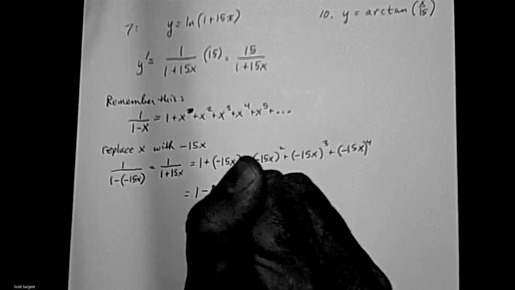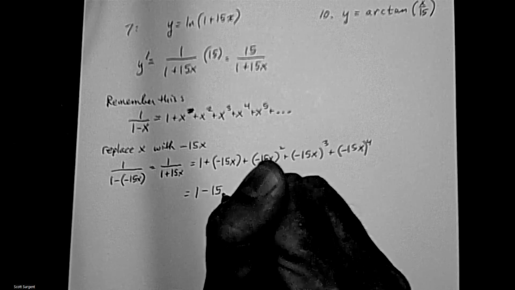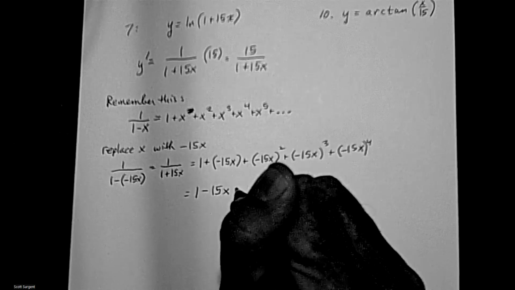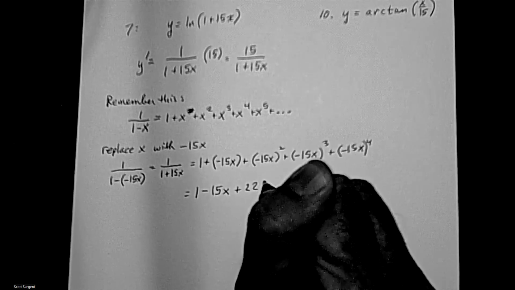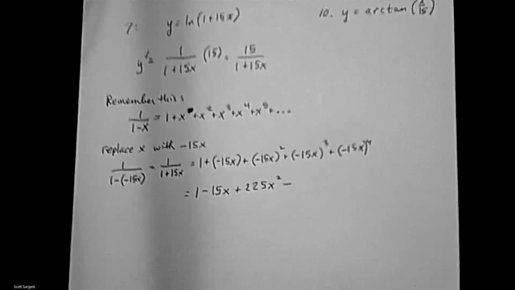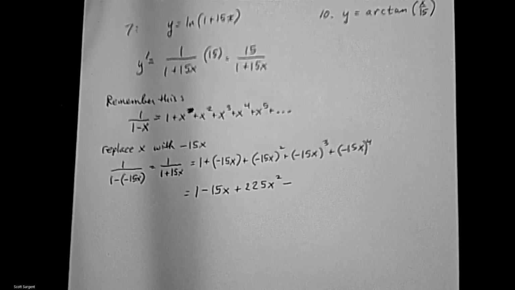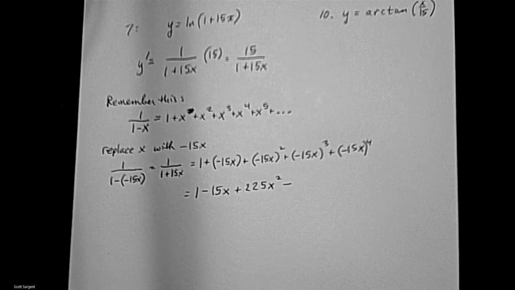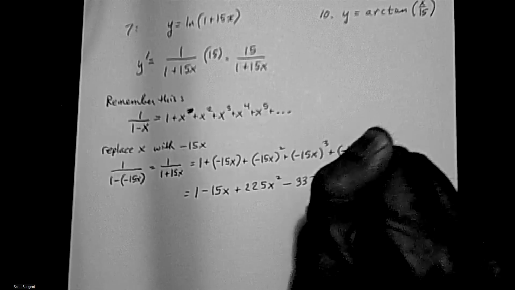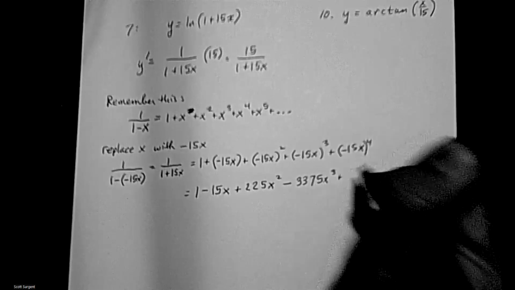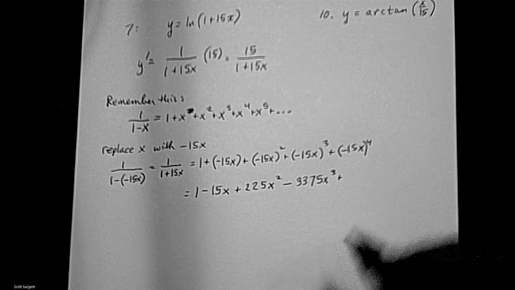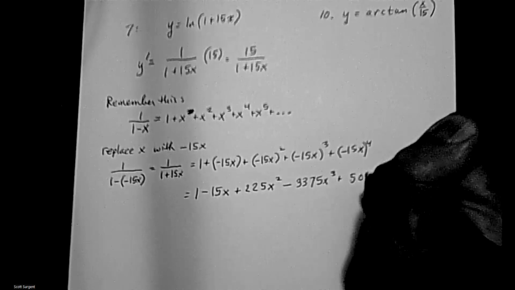So you'll notice we get an alternating sequence, or actually a series in this case. Now the square squares away the negative, it's 225x squared, and then this negative stays, 15 cubed. I forget what that is. 3375. Let's do one more. 15 to the 4 is 50,625.